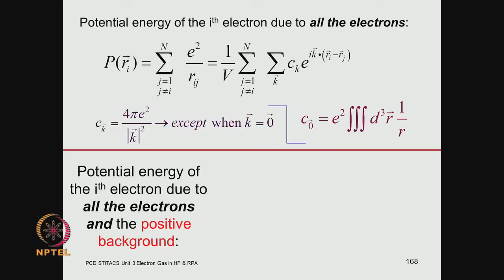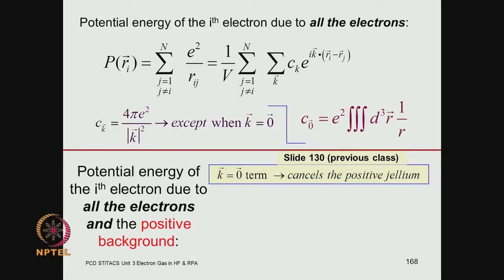Alright, so having gotten this, it is just the potential energy of the ith electron in the field of all the remaining electrons. We have still not considered the gallium potential. We have not considered the positive nuclei. What we do know is that if you consider the positive background, then you have various effects coming because of the background Hamiltonian, and there is another part of the Hamiltonian which is the electron background interaction. But we have already found that the k equal to 0 term cancels the positive gallium. We have discussed this in an earlier class.